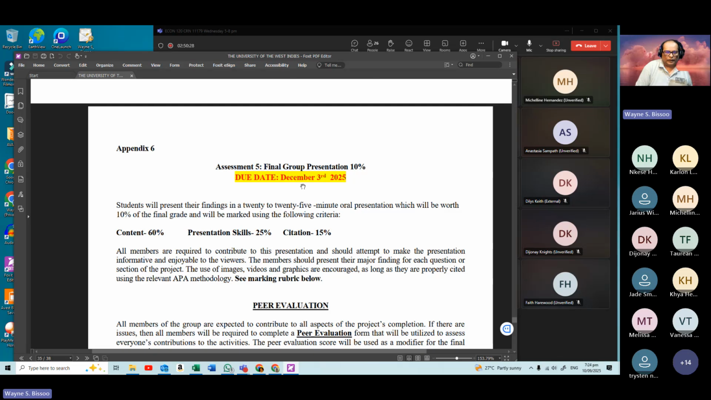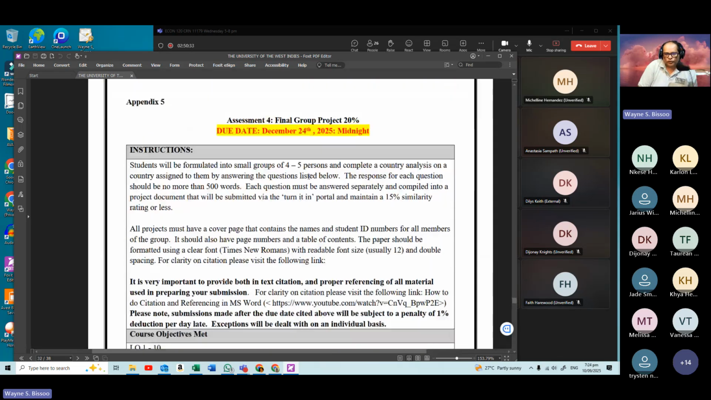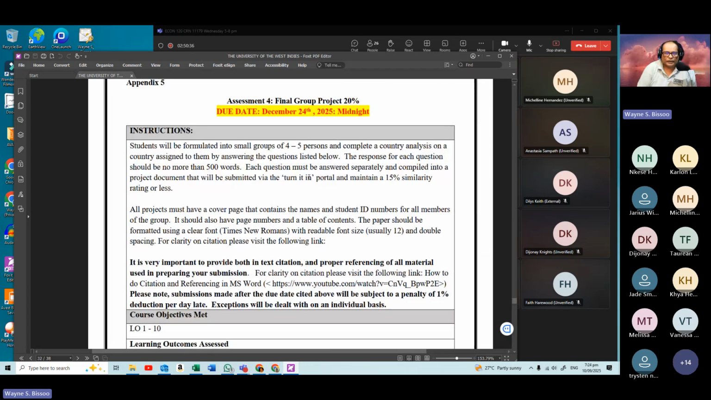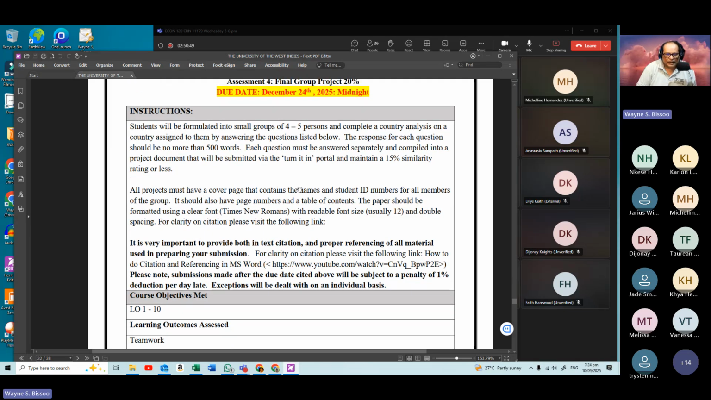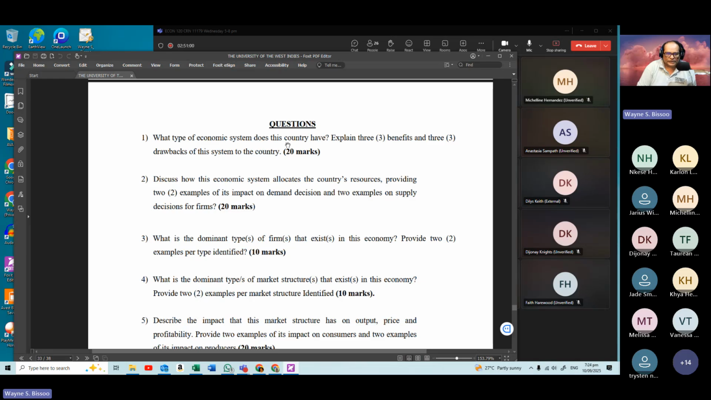All right? So basically, what is this whole thing about? What we're going to do in this class is create teams of 5 students, groups of 5 students each. You all are going to select a country that you would like to do research about, and then you're going to conduct that research, and you're going to put together a microeconomic analysis of the country following these questions here. What type of economic system does that country have? Explain 3 benefits and drawbacks of the system to that specific country.